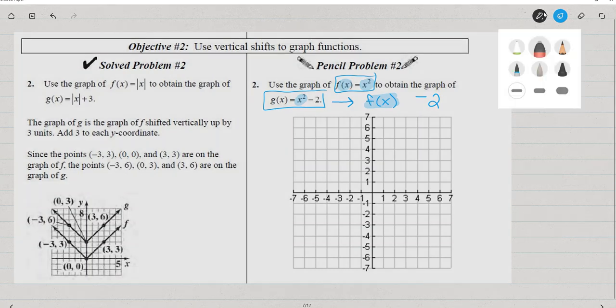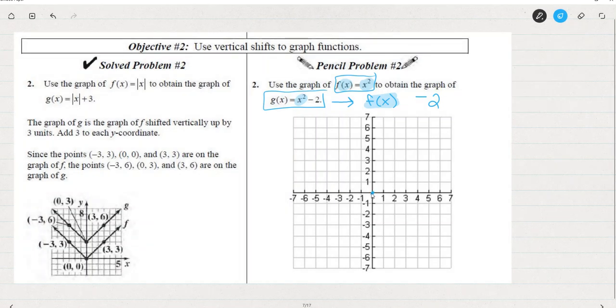So going back to the previous screen, if you know the basic function, I'm going to start at the origin, 0, 0. 1 squared is 1, 2 squared is 4, negative 1 squared is 1, negative 2 squared is 4, and although you could say it looks like a V, it's not. It's a parabola. It's an x squared. So I need to know that it looks more like this.